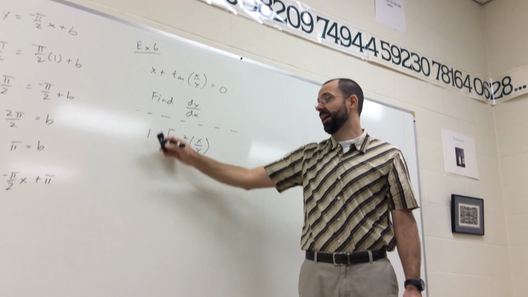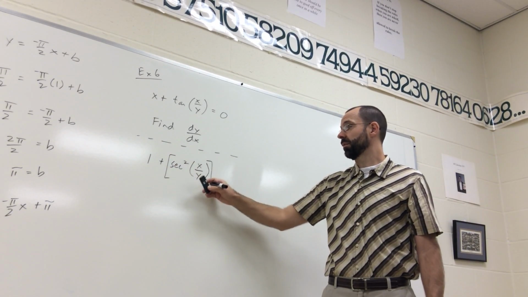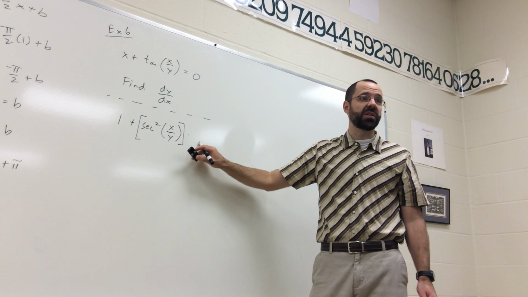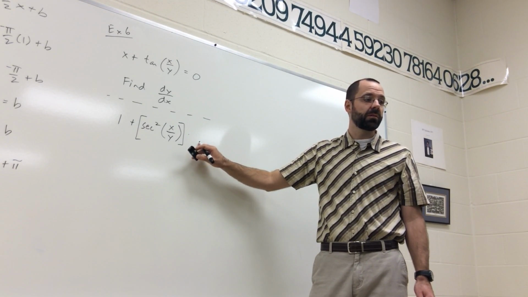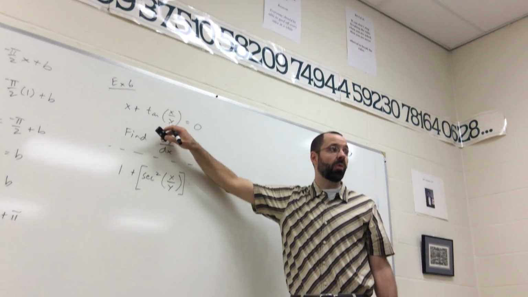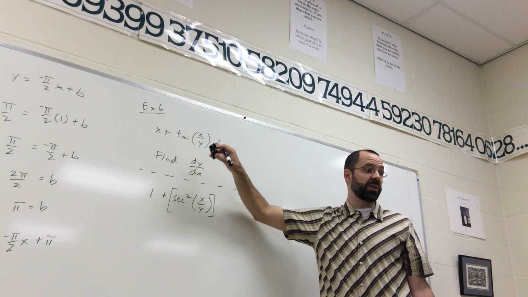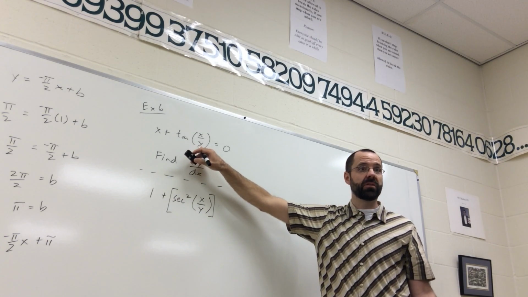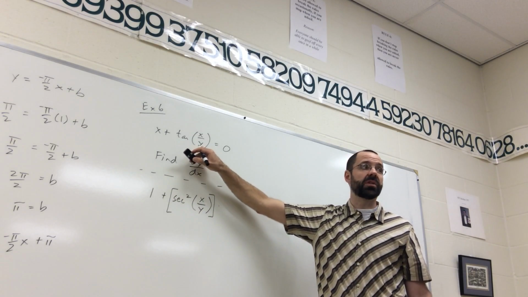And then you take all of that and multiply by the derivative of the inside. Now this time the inside function is x over y. So when we do the derivative of that, we have to use quotient rule. Since the inside is division, we use quotient rule to do the derivative of the inside.